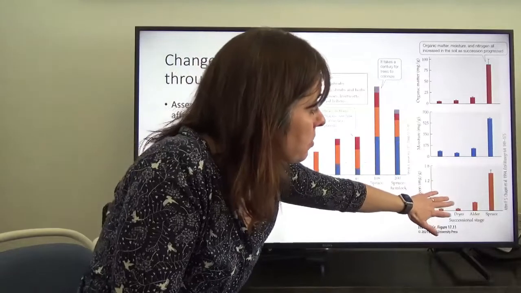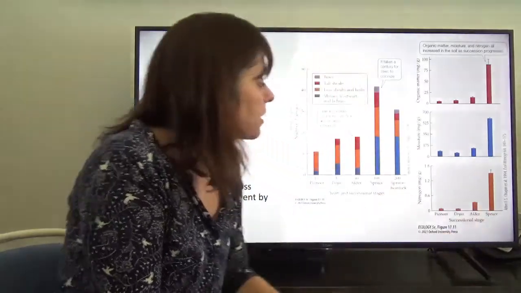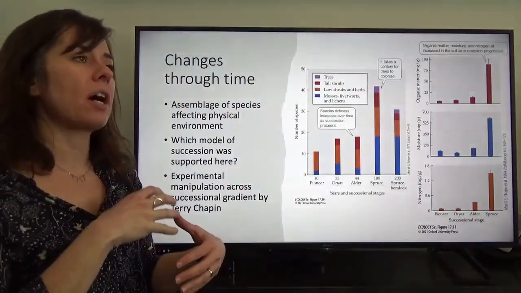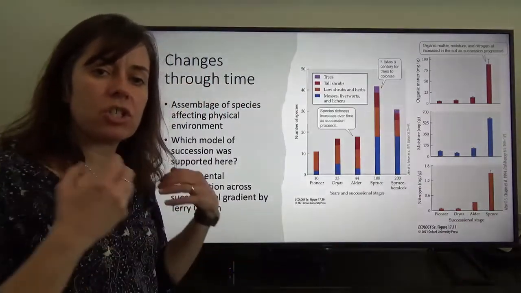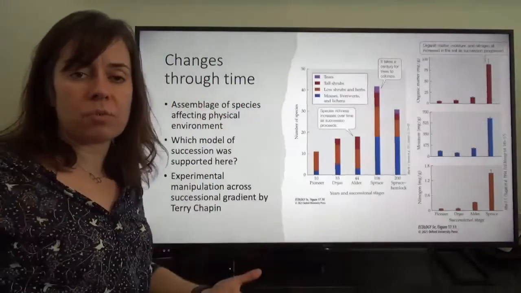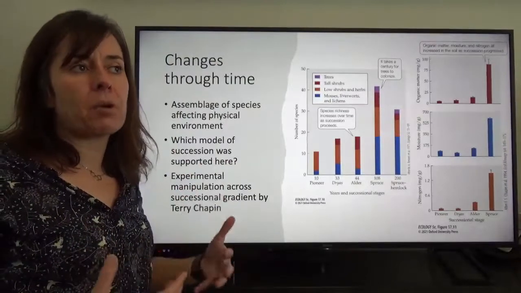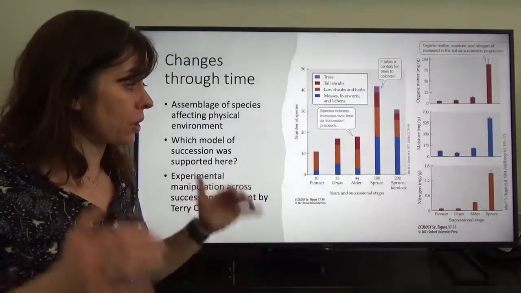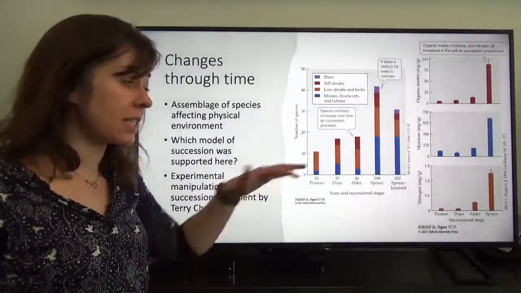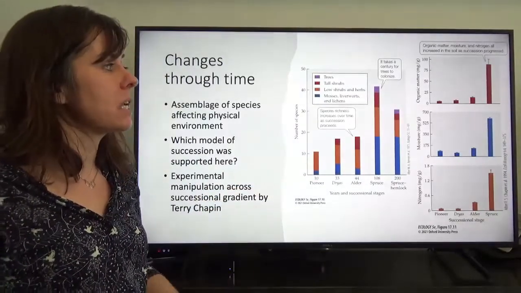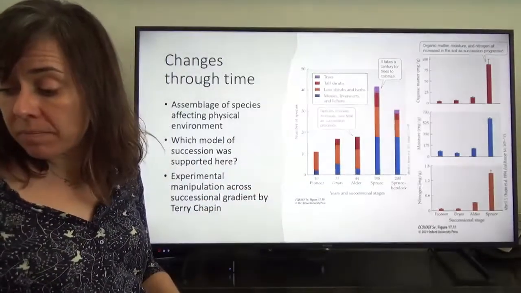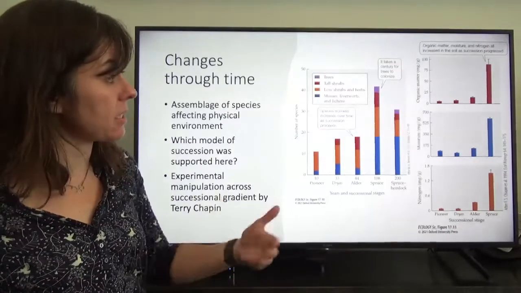And we see this most prominent change once we hit the spruce community, where you've got a lot more biomass going in. You've got actual trees that are contributing biomass and materials in much larger quantities than any of the preceding parts or sequences in succession had.